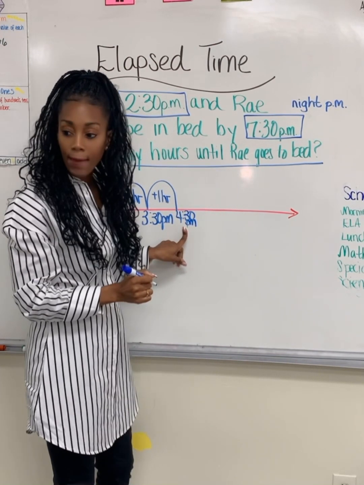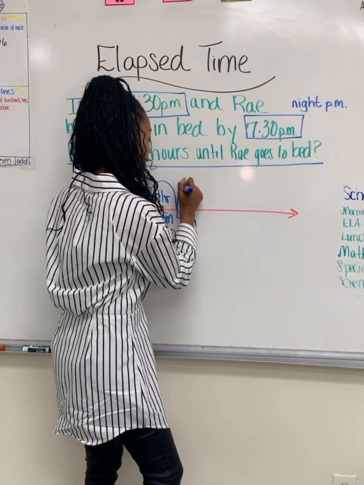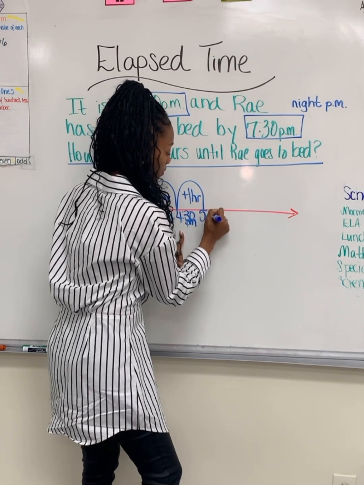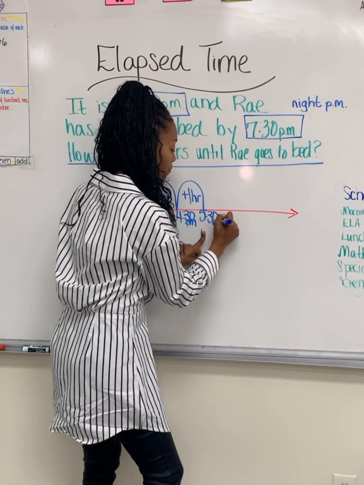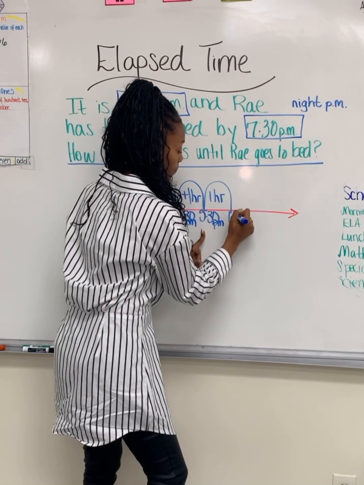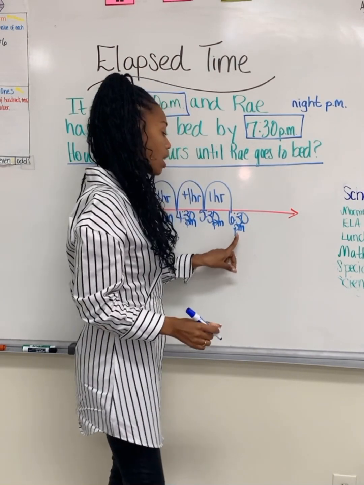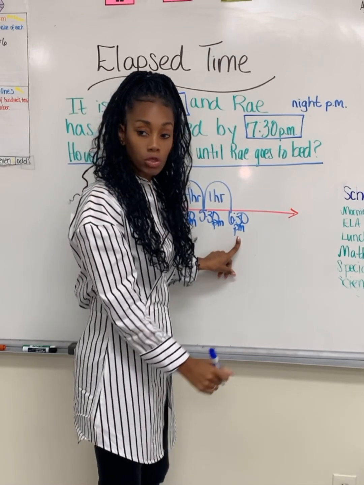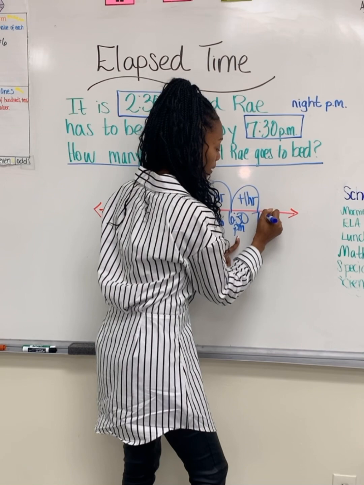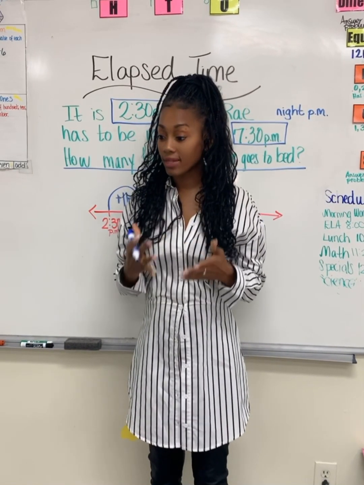Do I stop or keep going? Keep going! I'm going to jump from 4:30 p.m. to 5:30 p.m. I'm going to jump from 5:30 p.m. to 6:30 p.m. Do I stop or keep going? Keep going! I'm going to jump from 6:30 p.m. to 7:30 p.m. Do I stop or keep going? Stop! Very good.